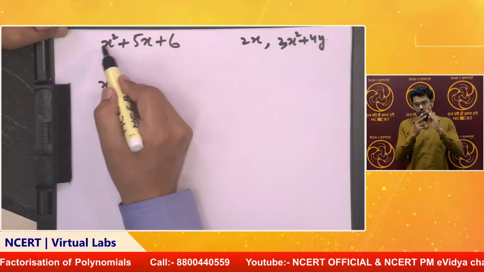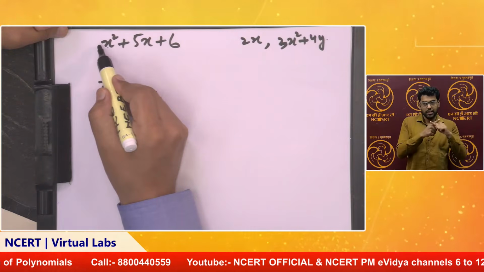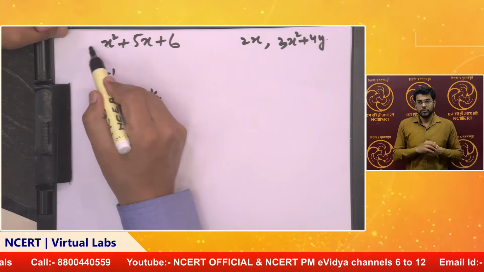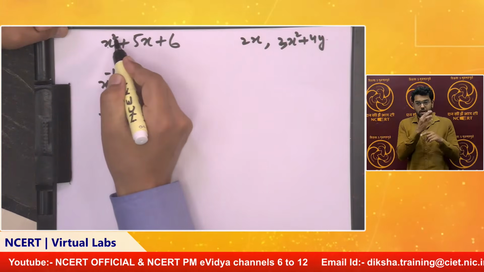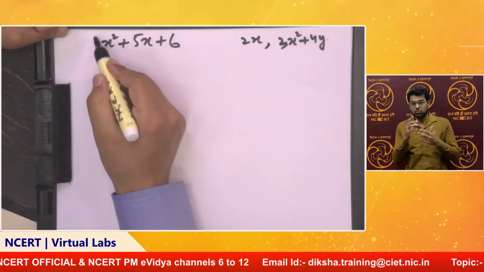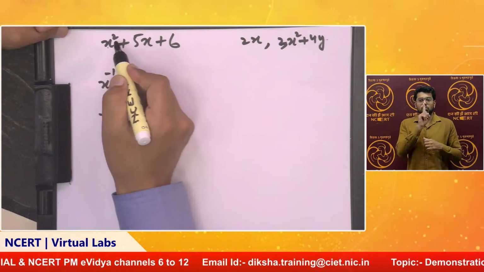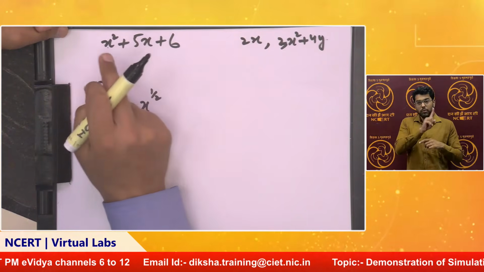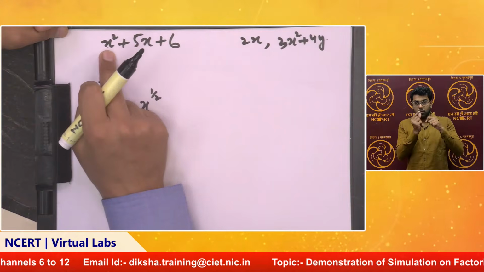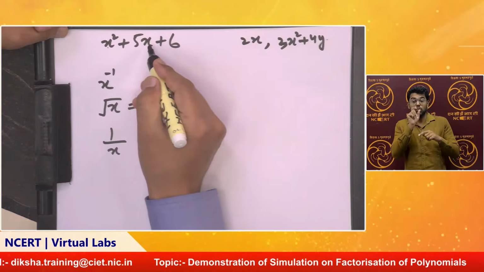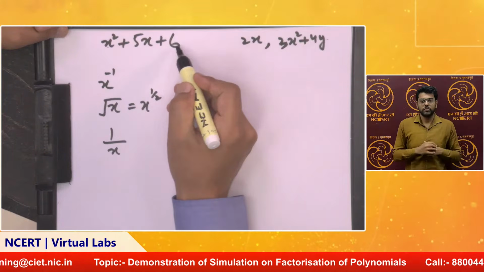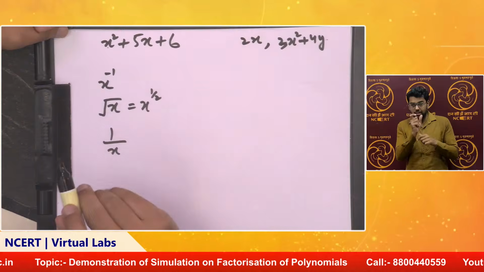See here, x square, here 1 is actually multiplied to this x square. So 1 is known as the coefficient. If we are not seeing any number multiplied to x square or any variable, then automatically there is 1 multiplied to it, and that 1 is known as the coefficient. If I ask what is the coefficient of x square, you will say 1 is the coefficient of x square, 5 is the coefficient of x, and this 6 is the constant term.